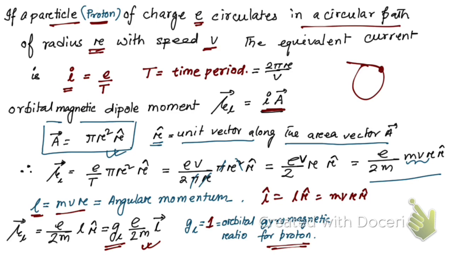So in addition to this orbital motion, there will be another magnetic moment due to spin, right? Due to spin, that means it is revolving in a circular path, and also it is spinning. Actually, electron, proton, these particles don't spin, okay?